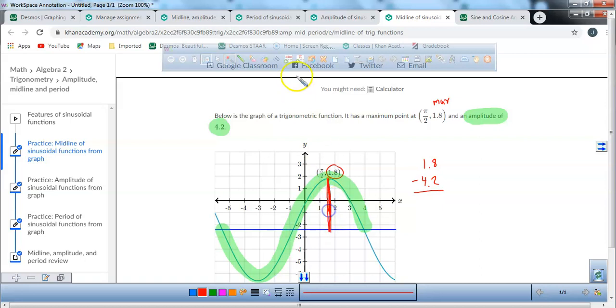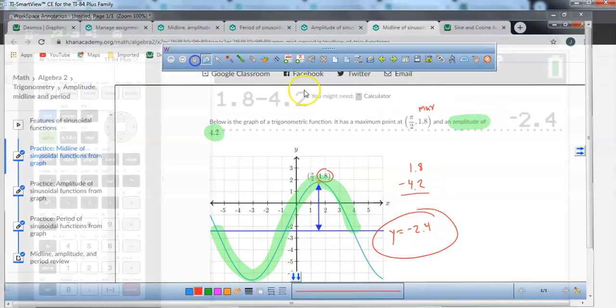I apologize for my horrible writing. Let's make sure we go straight. Here's my amplitude, from here to right there. That's 4.2. So what is our midline? Right here, it's y equals negative 2.4. And then our lowest point would be right down in here. But yeah, that makes sense.